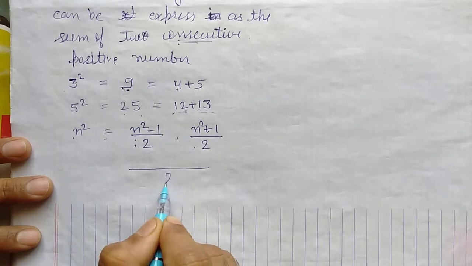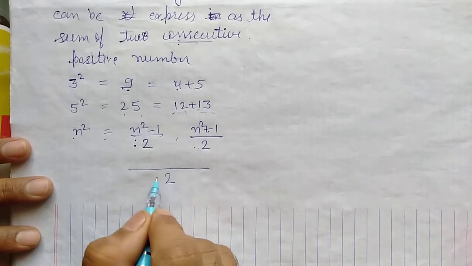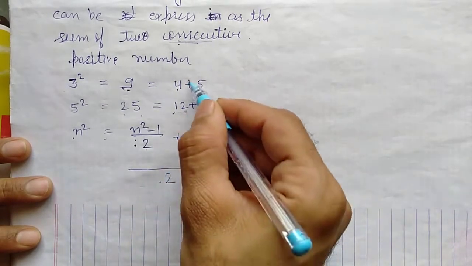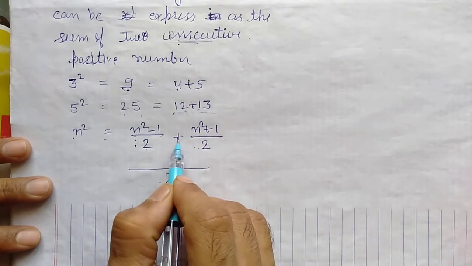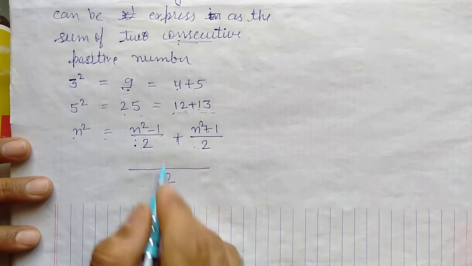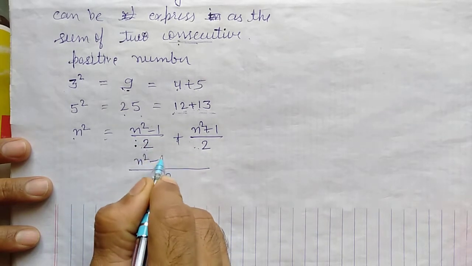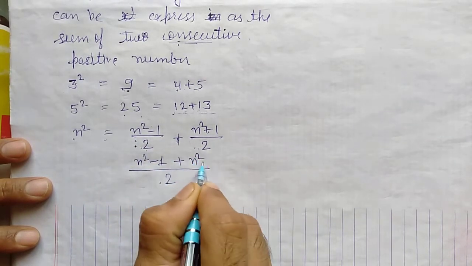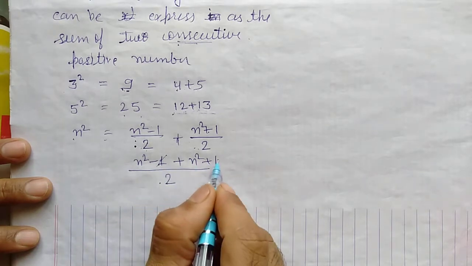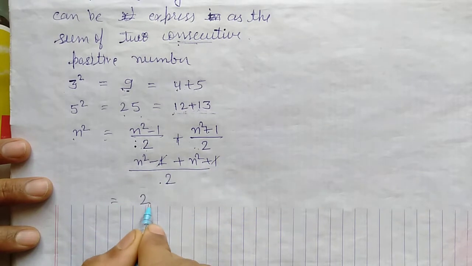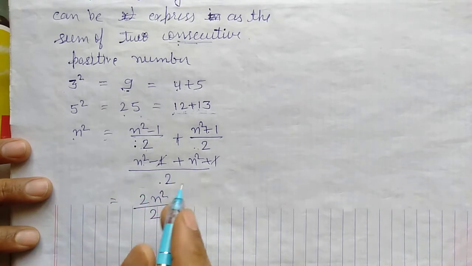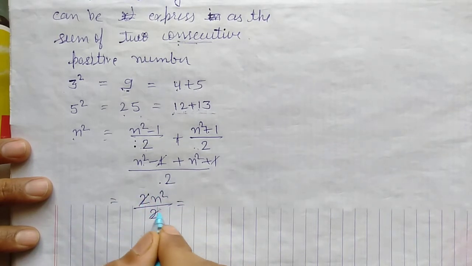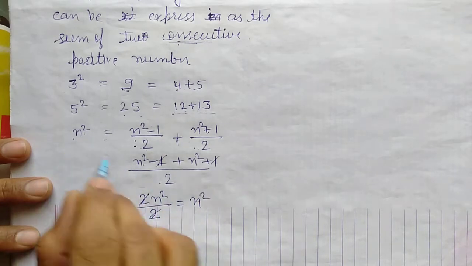Let's take one example. LCM of the same. What will come when we add them? Not the product, sorry, this is the addition. If we find the addition of the same, 2 is the LCM. So what will come? n square minus 1 plus n square plus 1. Minus 1 plus 1 is 0. What will come? 2n square upon 2. n square plus n square is 2n square. 2 and 2 cancel. What will come? n square. The same is coming.